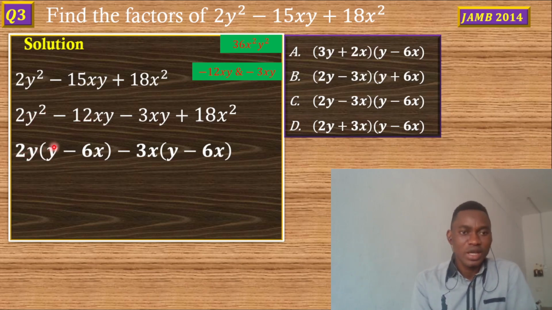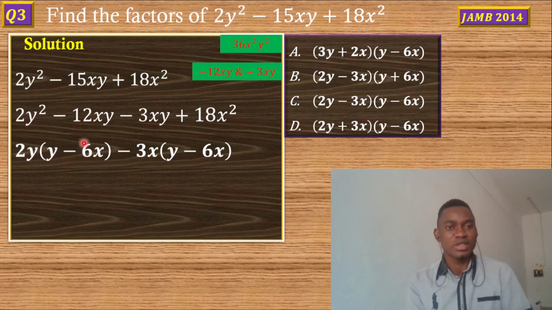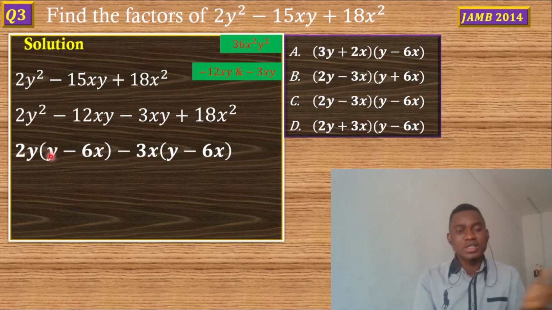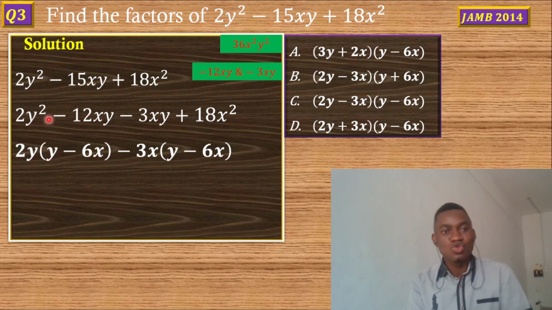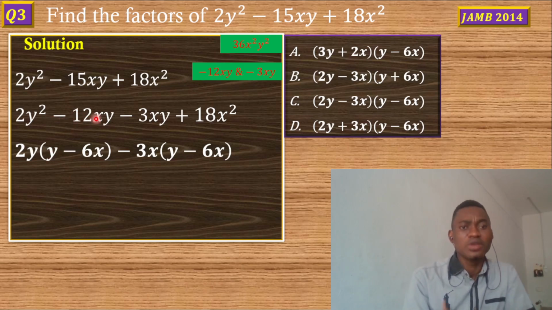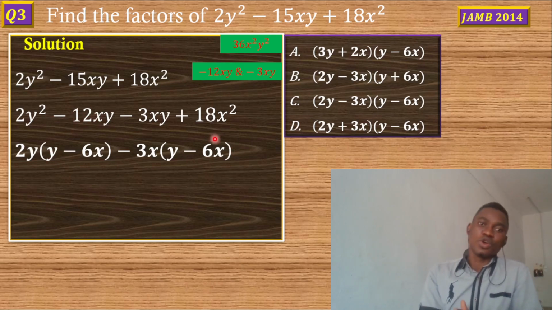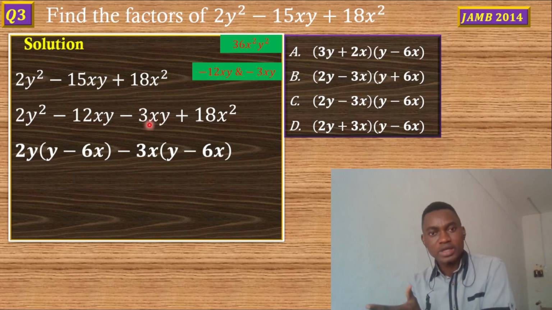If we take it outside, then we'll have y minus 6x in the bracket, such that if the bracket is expanded, we are getting back 2y squared minus 12xy. You can pause the video and try this. So we're going to factorize in pairs as well.